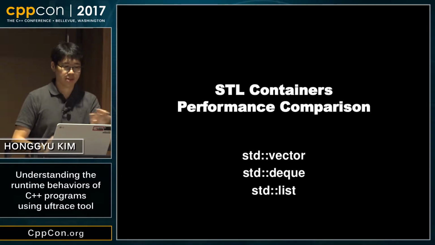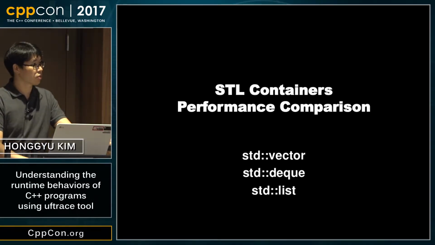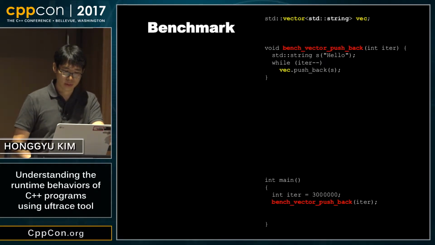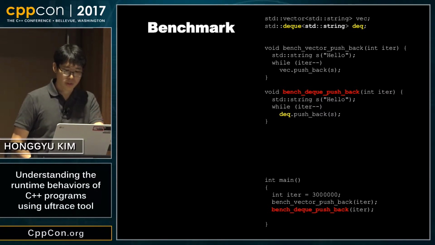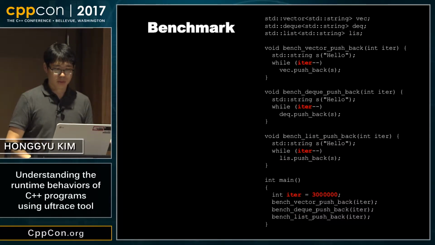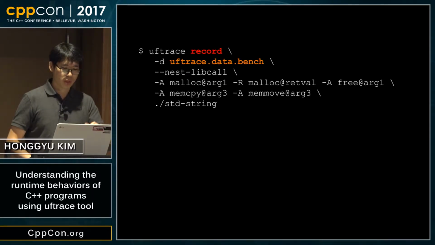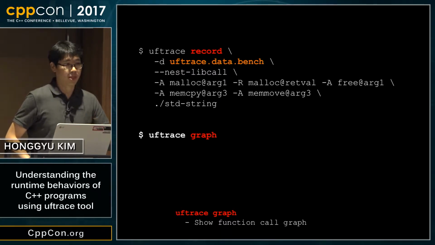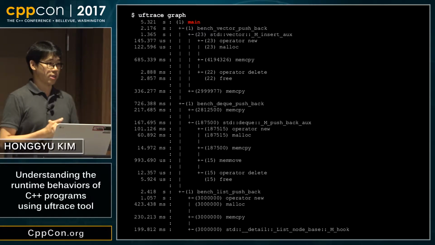The next example is an STL container performance comparison between vector, deque, and list. There's a benchmark like that. We push a lot of iterations, and the type is std::string. We push to the vector, then push to the deque as well, and at last push to the list. There's an iteration counter. If you record it using these arguments, you can see the call graph using the graph command. The output looks just like that.